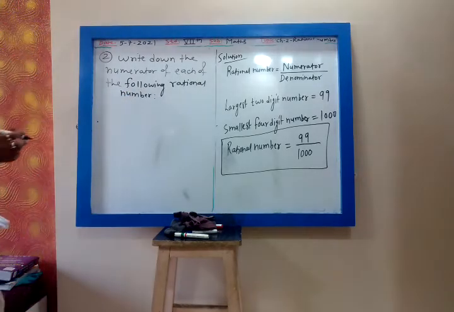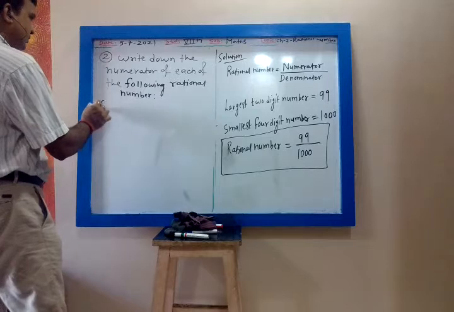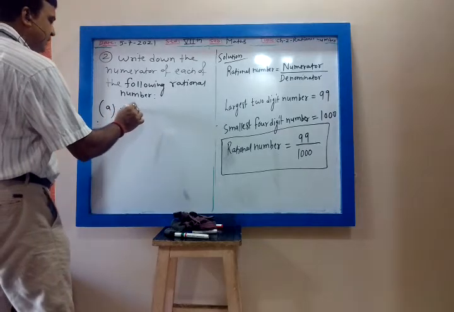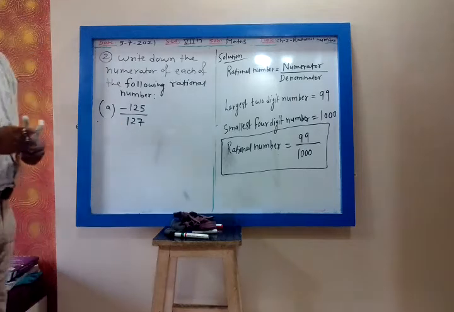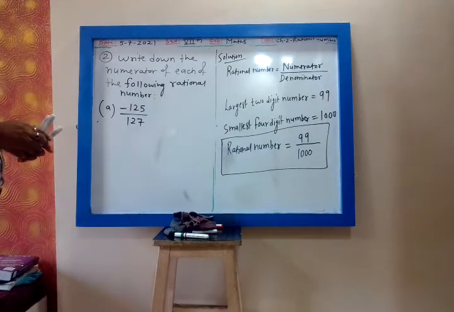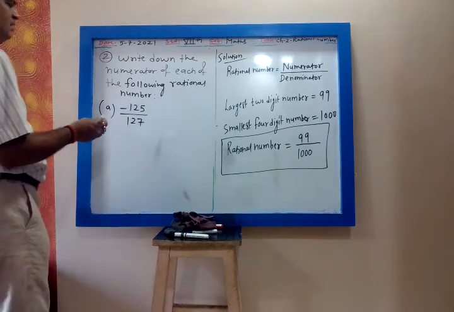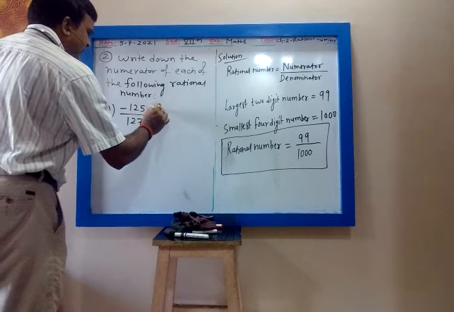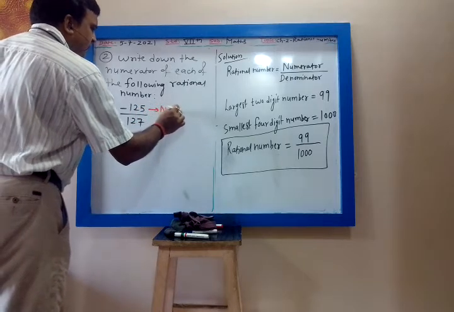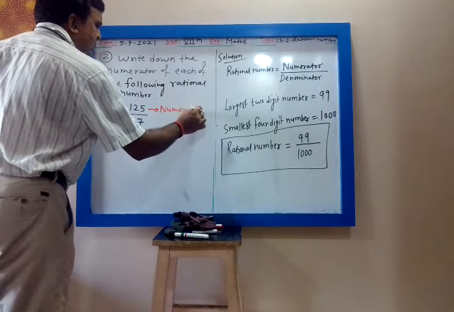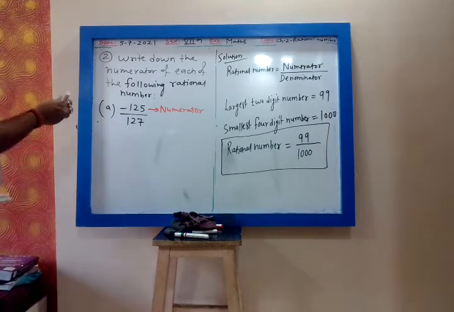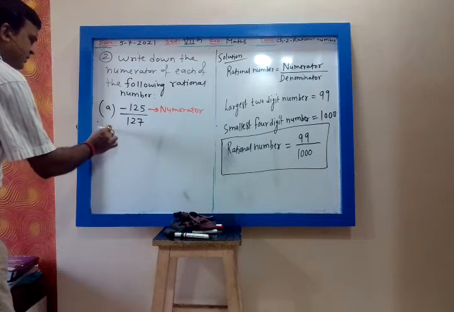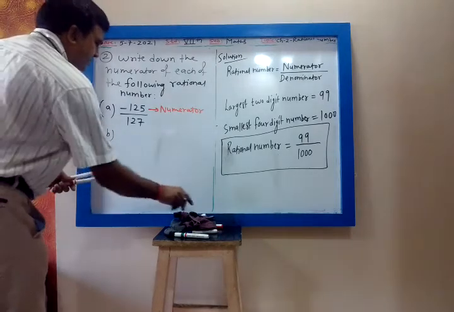Now first it is given minus 125 upon 127. What is my numerator? Tell me. This I will write as the numerator. So there only you write the answer in the question. This is my numerator. Write this down in the notebook, not in the textbook.